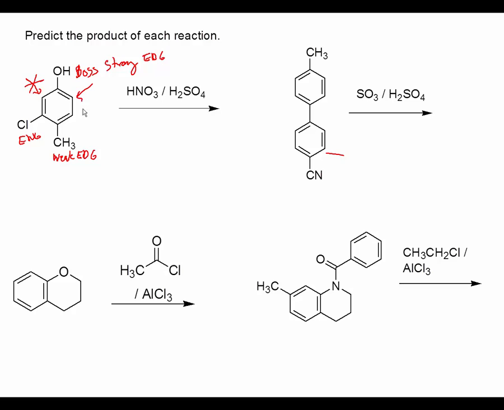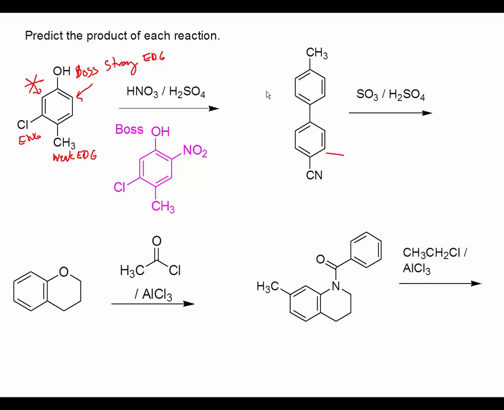We do want to go there, and the para position to the hydroxy group is blocked. So the predicted product of this reaction, shown here in magenta, is the compound with the nitro group in the ortho position.